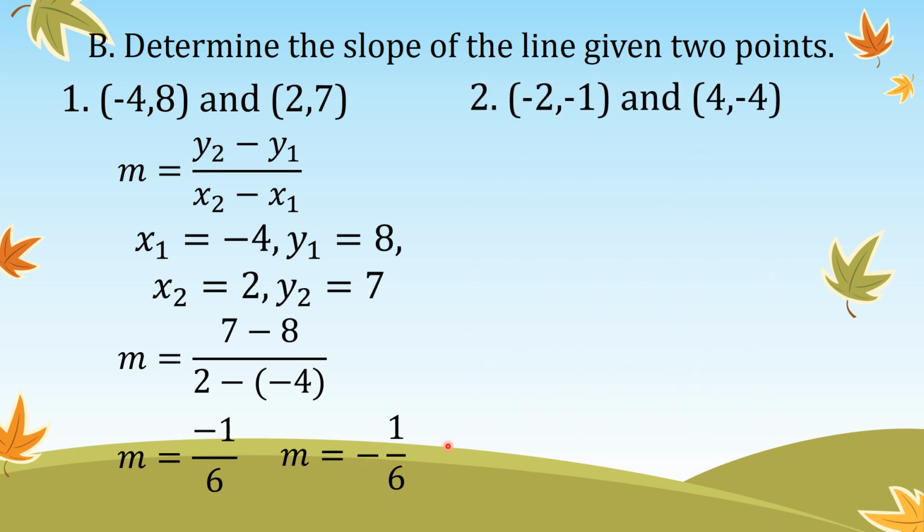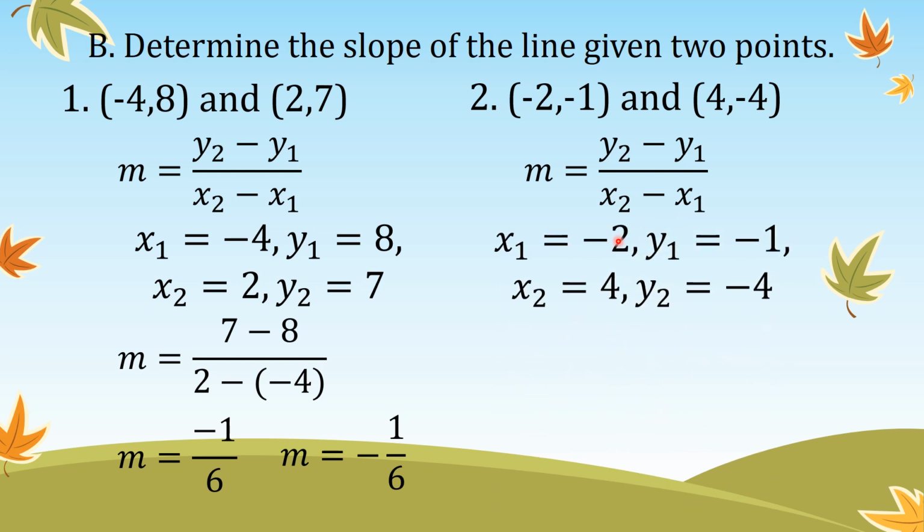Second example. So, ito yung dalawang points natin or dalawang ordered pairs. Tandaan, ito ang x, ito yung y, ito yung x, ito yung y. So, again, do not forget the formula of the slope given 2 points. So, m is equal to y sub 2 minus y sub 1 all over x sub 2 minus x sub 1.